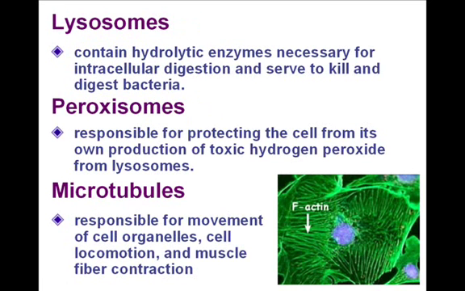The lysosomes contain hydrolytic enzymes necessary for intracellular digestion, and they serve to kill and digest any bacteria that might get into a cell. Peroxisomes are responsible for protecting the cell from its own production of toxic hydrogen peroxide. And the microtubules are responsible for the movement of cell organelles, cell locomotion, as well as muscle fiber contraction. So things like actin and myosin. There's the actin that's depicted there.